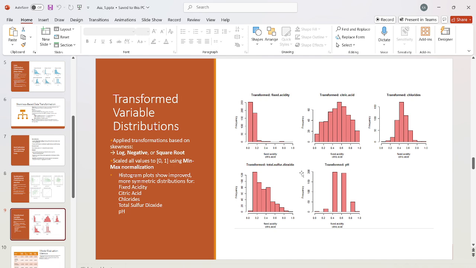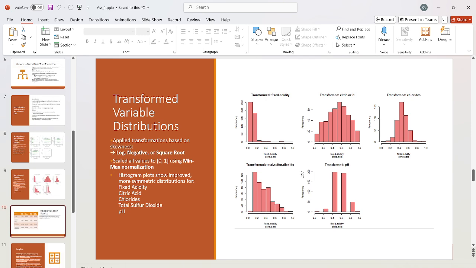Transformed variable distribution. Here you can see how the transformation improved the distribution. Most variables now look more symmetric, which helps the model learn better. I used histograms to double check the result.